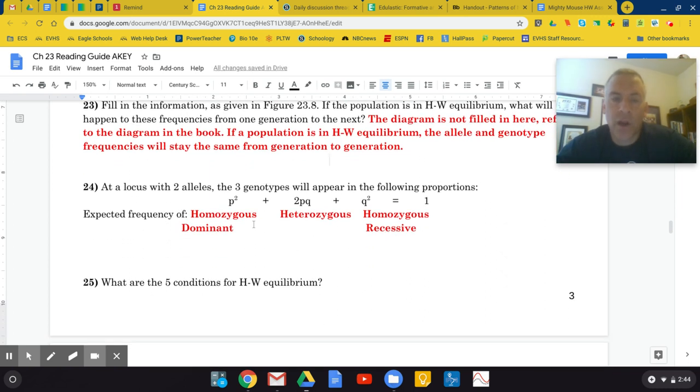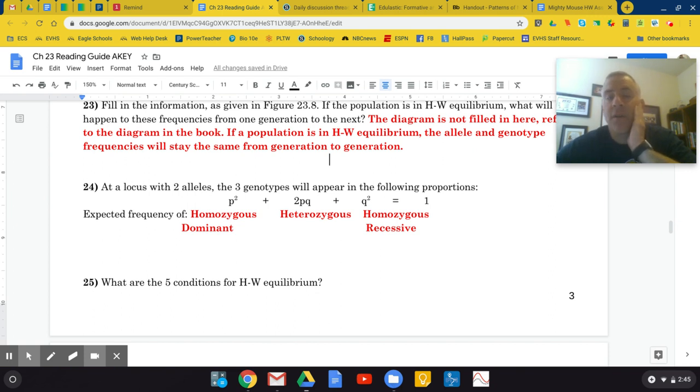As we look down at our other formula, p squared plus 2pq plus q squared, we are just defining terms here, as I mentioned when I went over practice problems 1 and 2 the other day. P squared is the frequency of the homozygous dominant population. 2pq is the frequency of the heterozygous population. And finally, q squared is the frequency of the homozygous recessive population.